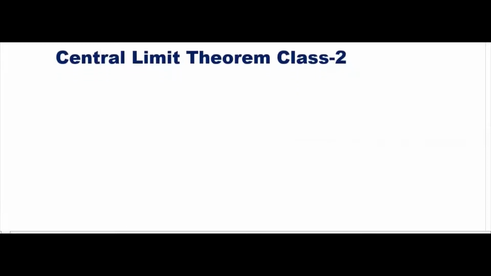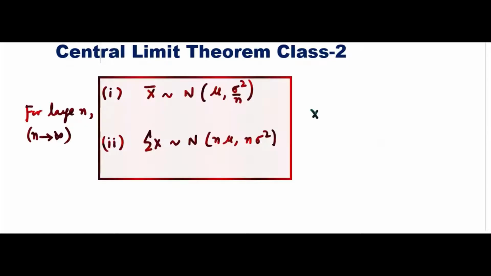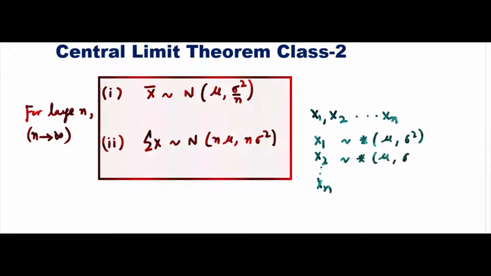In class 1, if you remember, we studied the distributions of x bar and the sum of xi, x1, x2, xn. They are random variables and all have mean mu and variance sigma square. We are not specifying the distribution of the population. That's why I have written star.